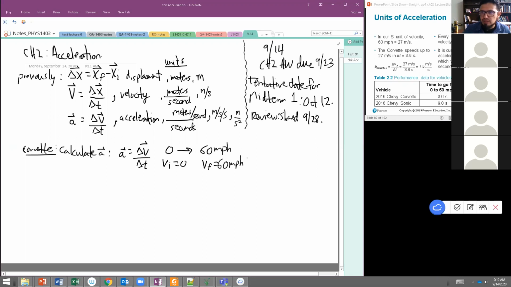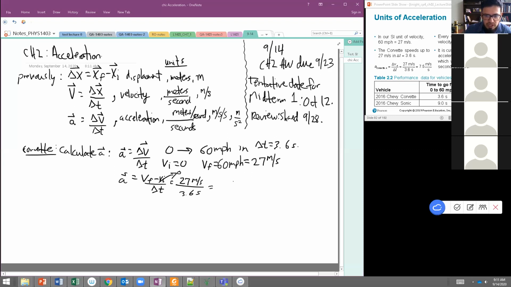And on the slide, they don't tell you the conversion factor, but it turns out 60 miles an hour is equal to about 27 meters per second. And it also tells you that it can go from 0 to 60 miles an hour in a time of, and we'll call this our delta t, 3.6 seconds. So to figure out the acceleration, you would say, okay, the final minus the initial velocity over delta time. Since we started at 0, really it's just final velocity that goes at the top. So that part goes to 0. So we've got 27 meters per second divided by 3.6 seconds.